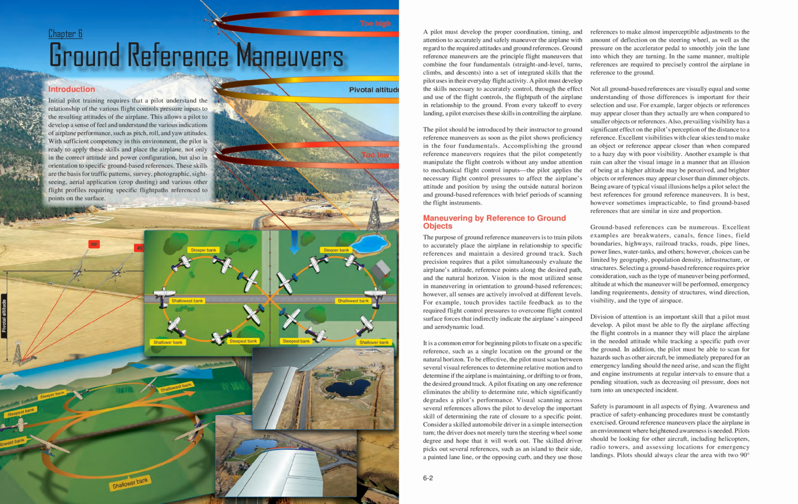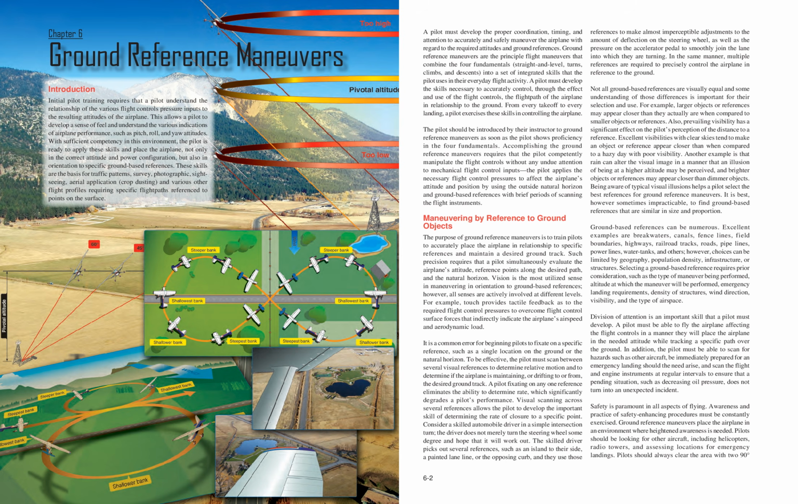Visual scanning across several references allows the pilot to develop the important skill of determining the rate of closure to a specific point. Consider a skilled automobile driver in a simple intersection turn. The driver does not merely turn the steering wheel some degree and hope that it will work out. The skilled driver picks out several references, such as an island to their side, a painted lane line, or the opposing curb, and they use those references to make almost imperceptible adjustments to the amount of deflection on the steering wheel, as well as the pressure on the accelerator pedal to smoothly join the lane into which they are turning. In the same manner, multiple references are required to precisely control the airplane in reference to the ground.